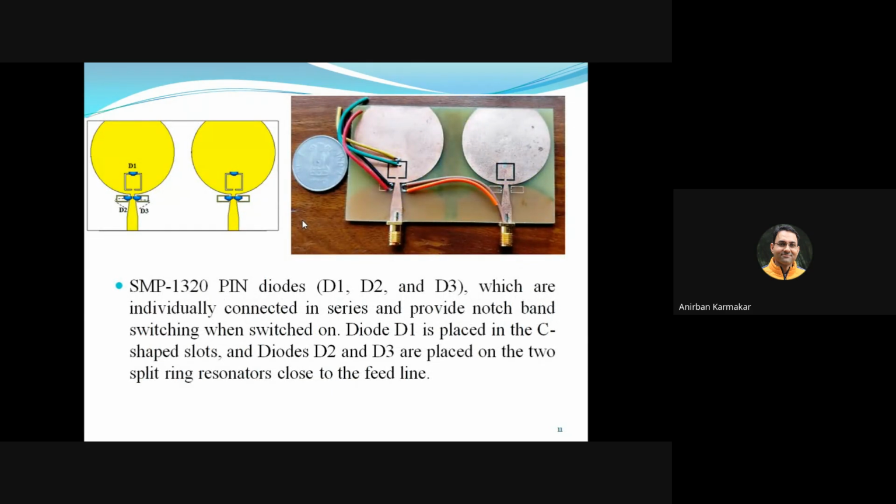So this is the fabricated prototype of our MIMO antenna. And SMP1320 pin diodes, mentioned as D1, D2, D3, are individually connected in series with the notching structures and provide notch band switching when switched on. Diode D1 is placed in the C-shaped slots, and diodes D2 and D3 are placed on the two split ring resonators close to the feed line.